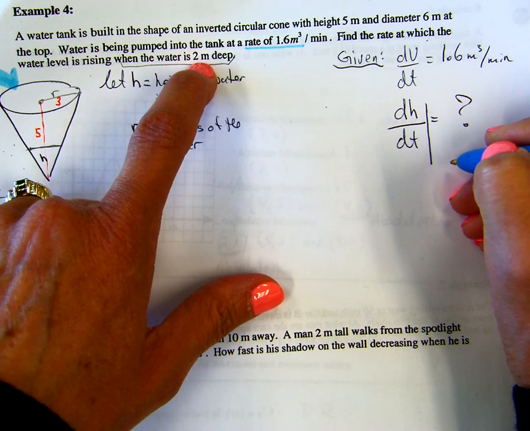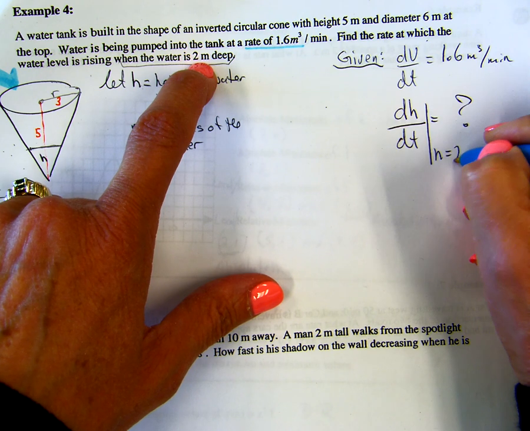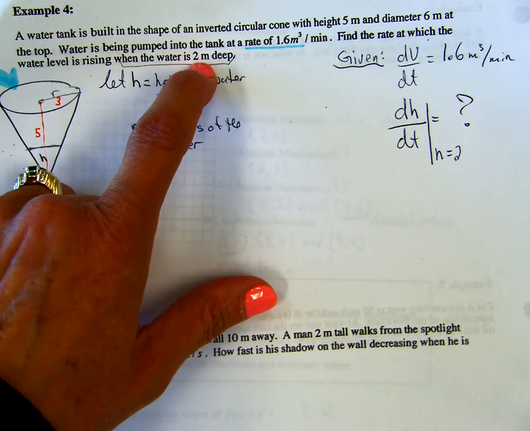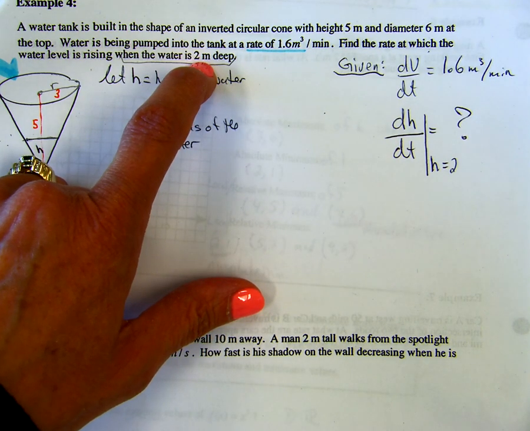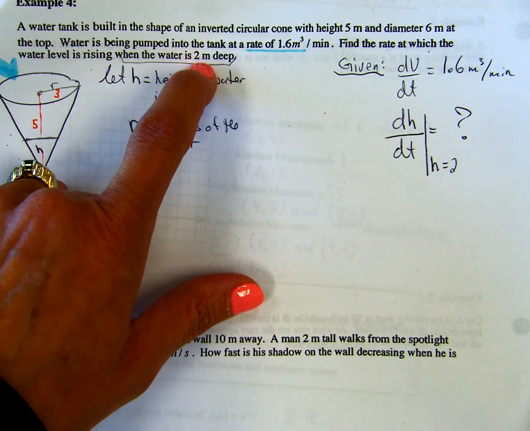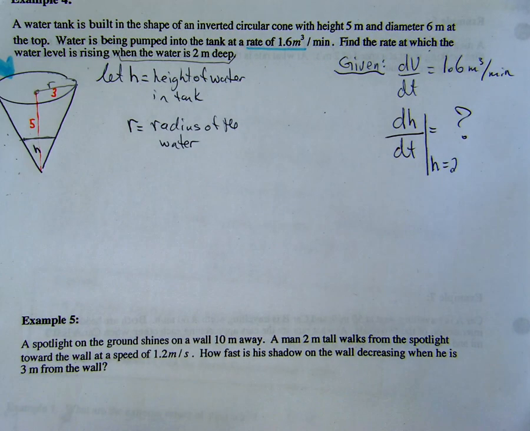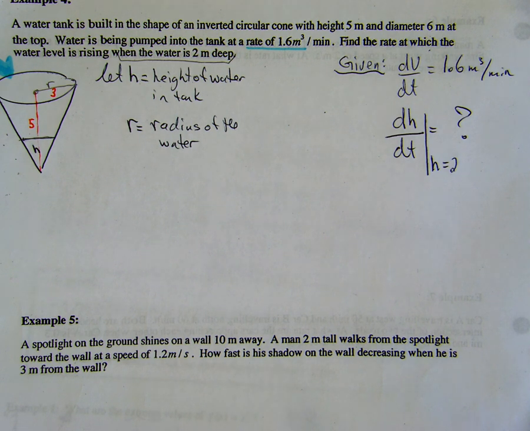What's 2? The height is 2. Okay, so if I say the water is 2 meters deep, it means I'm standing in 2 meters of water. That's the height. I hope I'm taller. Okay, so how are we going to find this relationship between h and r? Because h and r are both changing. Ooh, and volume's changing. I guess, how do we find a relationship between volume and height?